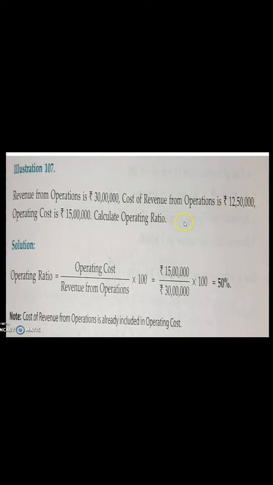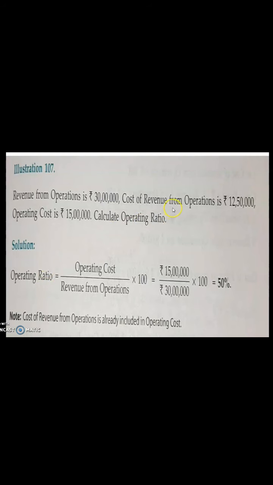And in the second formula, it is operating cost divided by revenue from operation. So, you can make a selection of formula according to the items given to you. So, you are given operating cost. So, that formula can be used. Operating ratio is equal to operating cost divided by revenue from operation into 100. Substituting the amount, you will get 50% as your operating ratio.